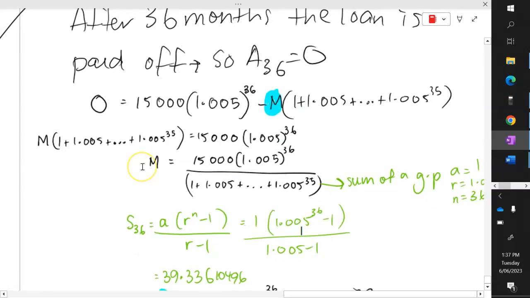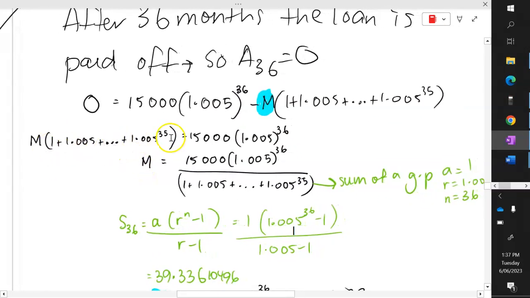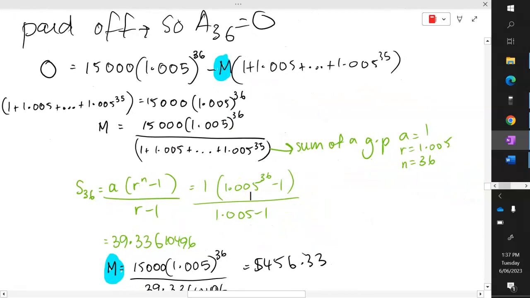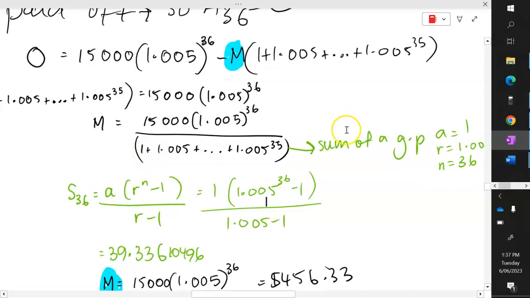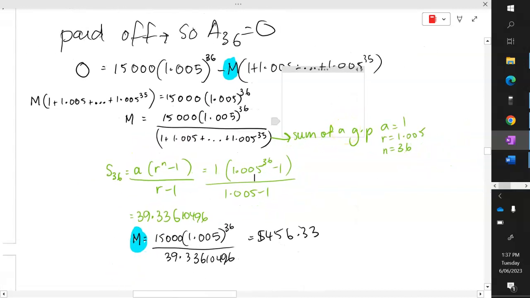Let's zoom in here. So I've got M times my sequence is equal to 15,000 times 1.005 to the 36, and I'm going to divide by this sequence. So I've got M is equal to the top line, and then I've got a GP on the bottom line. Now I've just worked out the sum of that GP like we've been doing for over a week or 2 now. First term is 1, that's my A. My common ratio is 1.005, and I've got 36 terms. It ends in 35, plus that extra 1 is 36.